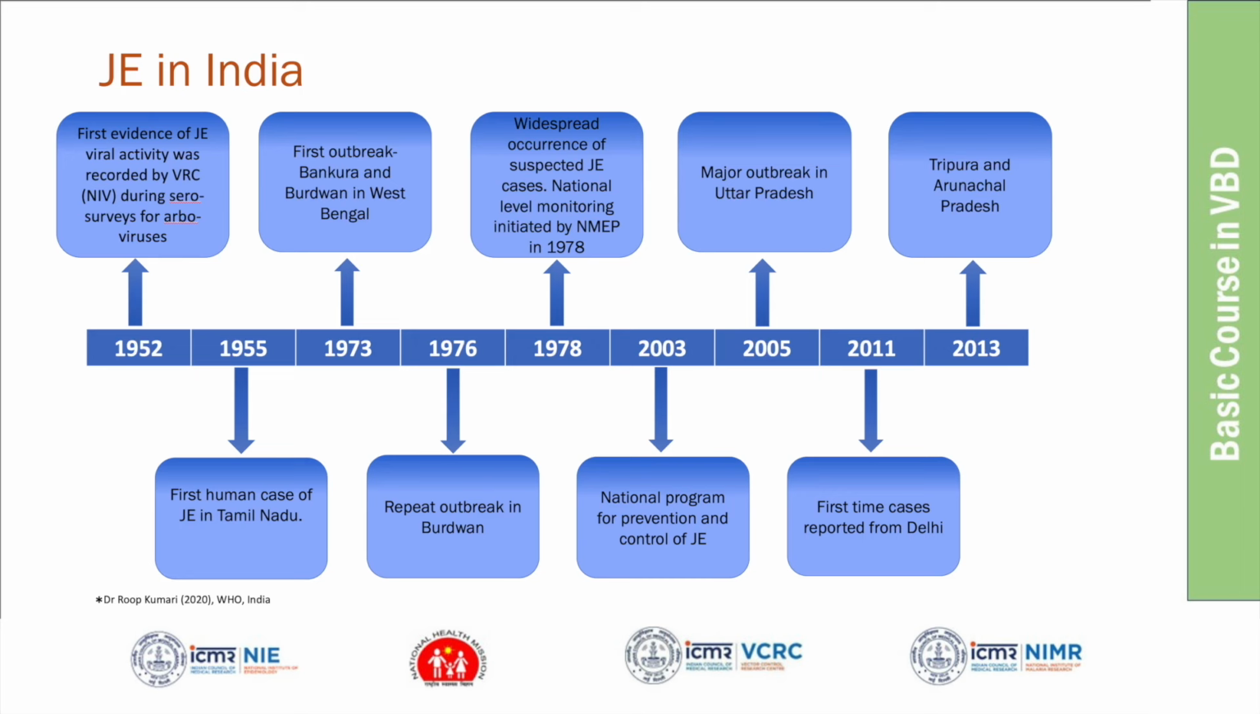So JE was primarily a disease of rural areas, but in 2011, for the first time, cases were reported from Delhi. Even though JE cases were reported from Assam, only in 2013 did we have cases from Tripura and Arunachal Pradesh. That is, the disease was spreading from Assam to other parts of the northeast region.